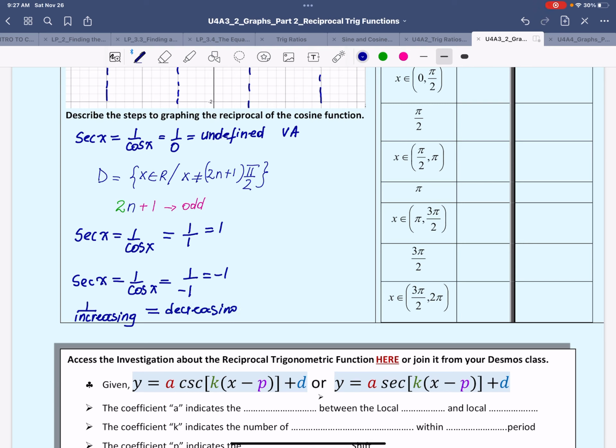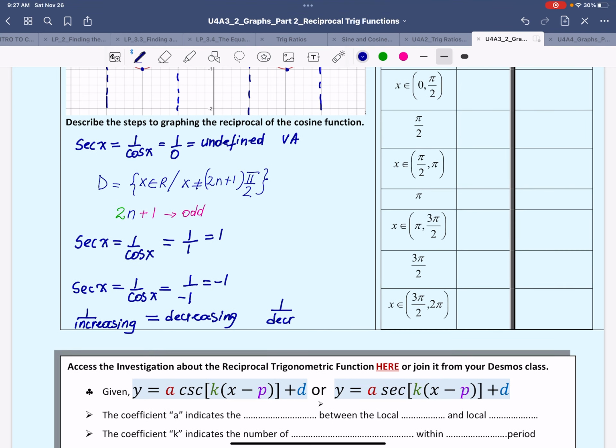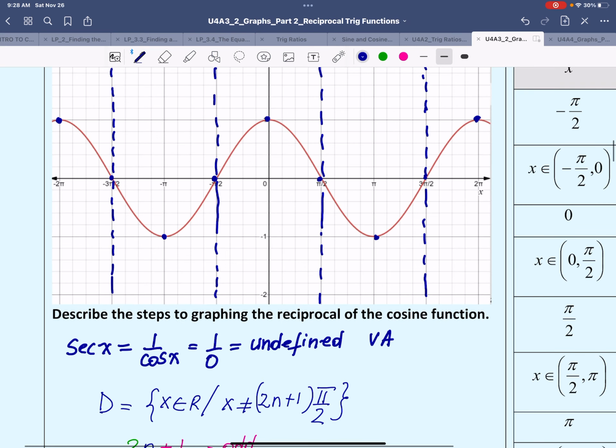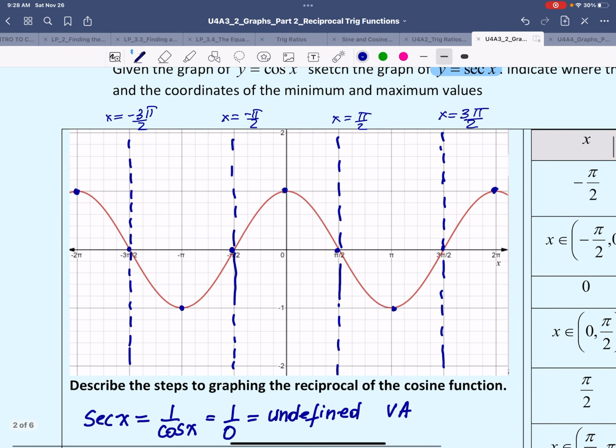And when we have 1 divided by a decreasing value, then the value of the entire fraction will be increasing. So we're going to use this to build the shape of the graph. And what we see in here is a decreasing sine function. And therefore, we're going to say that the reciprocal will be increasing.